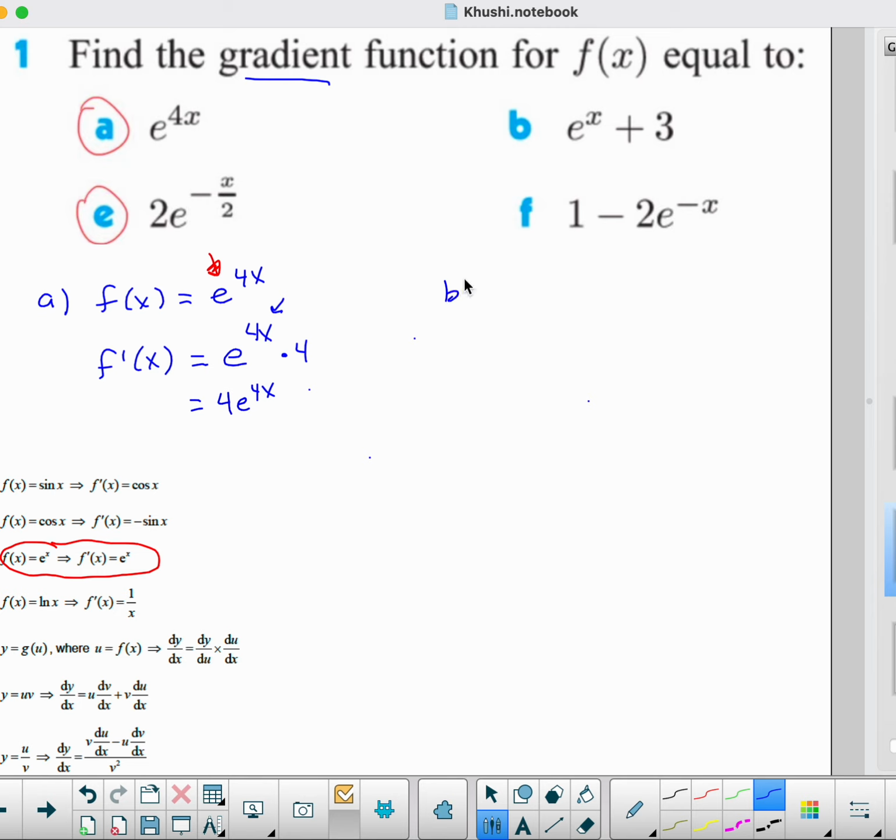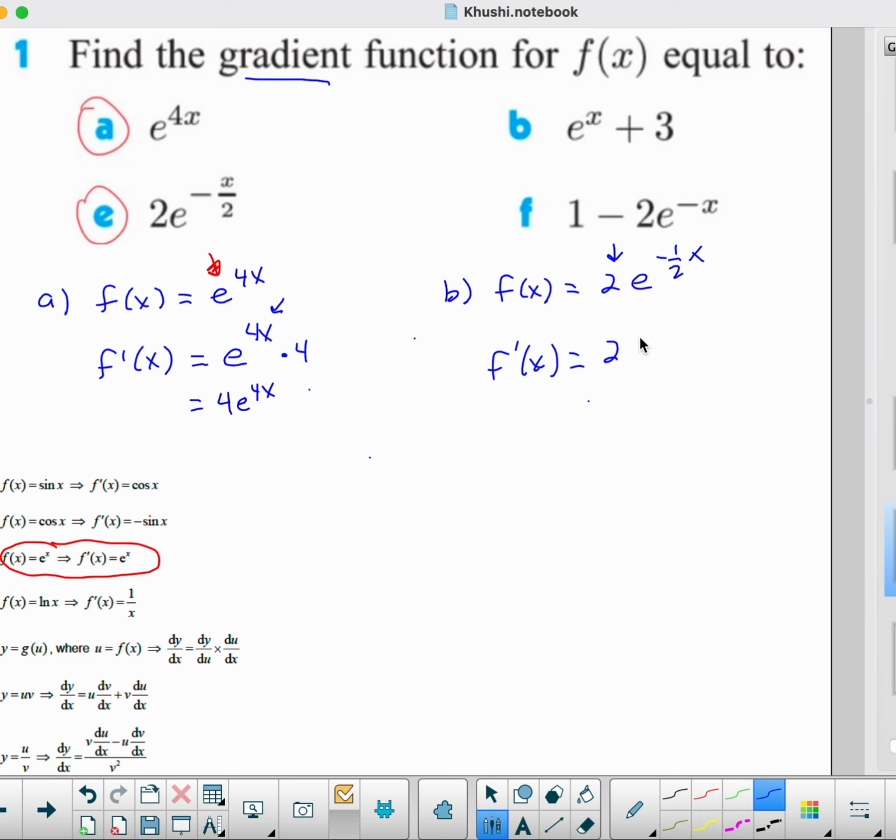B, it's the same thing. I am going to rewrite it a bit. This equals 2e to the negative 1/2 x. This 2 is a coefficient. It doesn't matter. Coefficients don't matter in derivatives. They just wait for something to multiply them. That's it. So f prime of x is equal to 2.